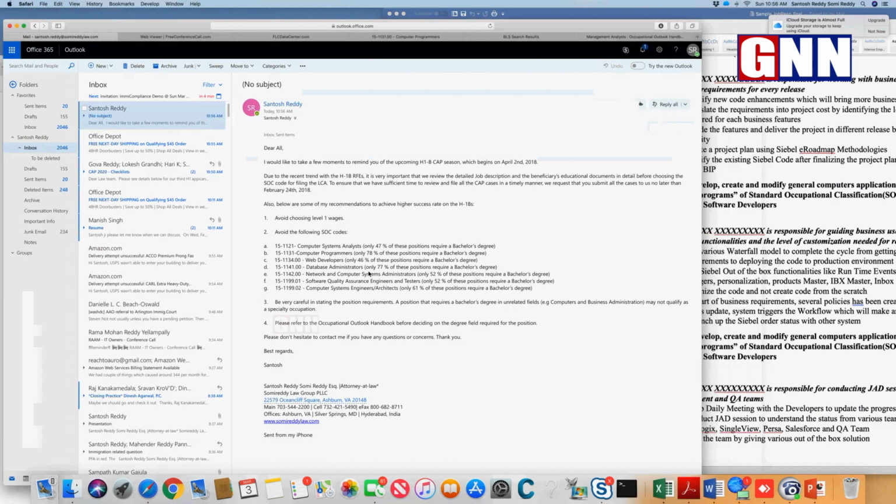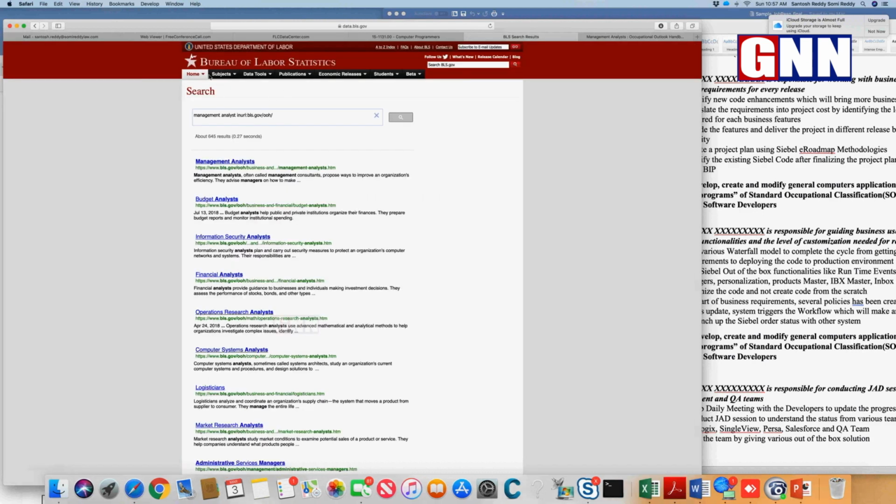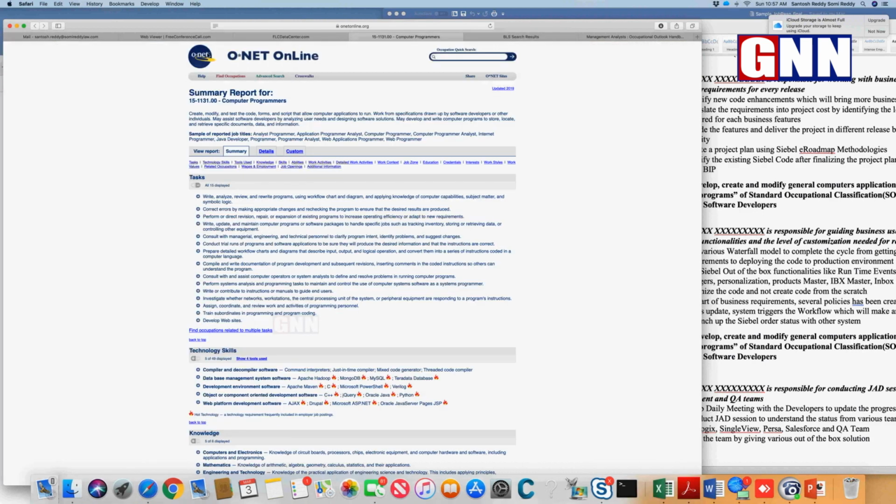So this was the email that I sent during last CAP, wherein I clearly mentioned what SOC codes we have to avoid. For example, 15-1121, we have to avoid that SOC code because only 47% of these positions require a bachelor's degree. And how to look this up? The simple thing is, go to the FLC Data Center. This is a website.